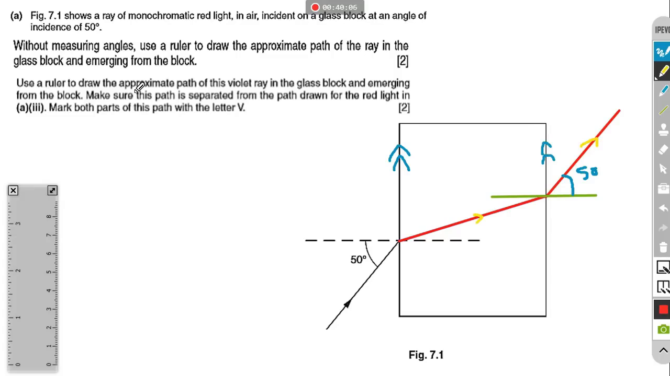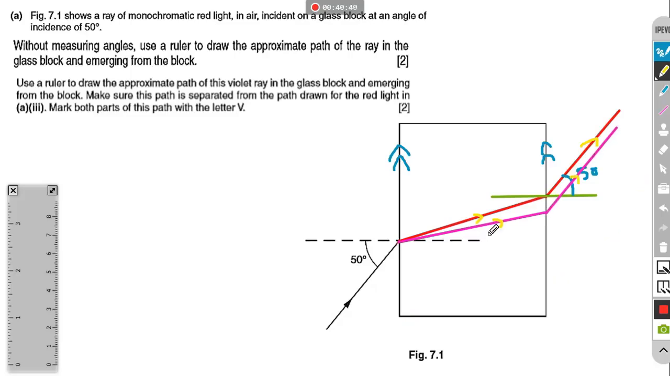And then the other part, use a ruler to draw the approximate path of the violet ray in the glass block. So definitely violet is going to refract more. Let me choose the violet color. So definitely it will refract more in here, but when it exits, it entered with an angle of 50, same as red, so it should exit with also an angle of 50, same thing.